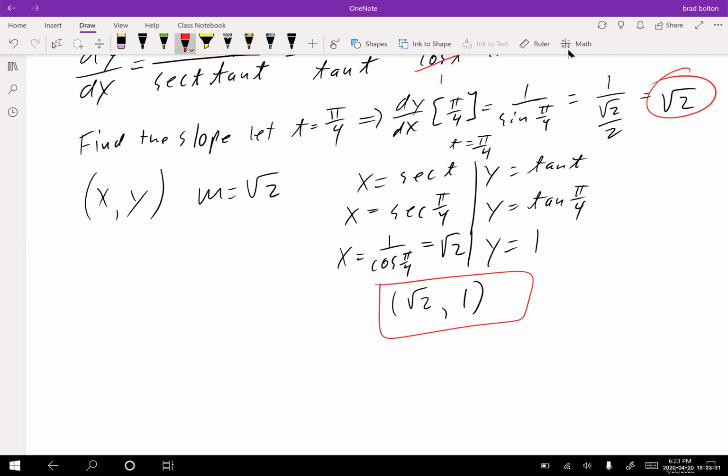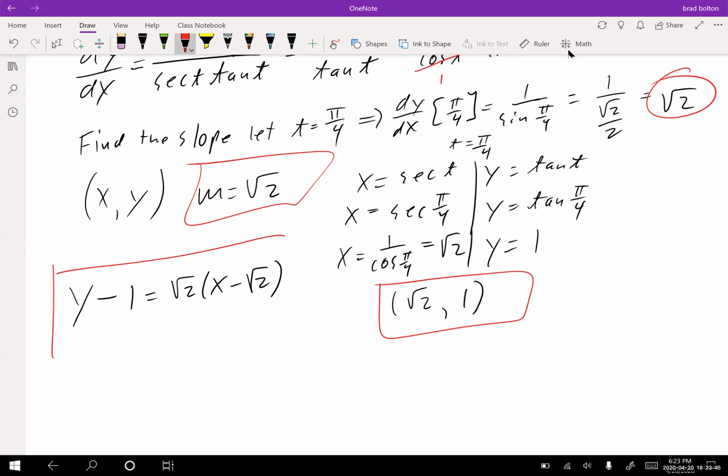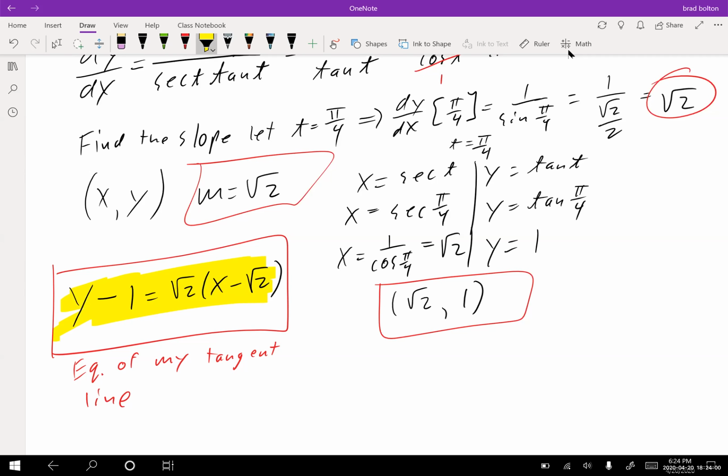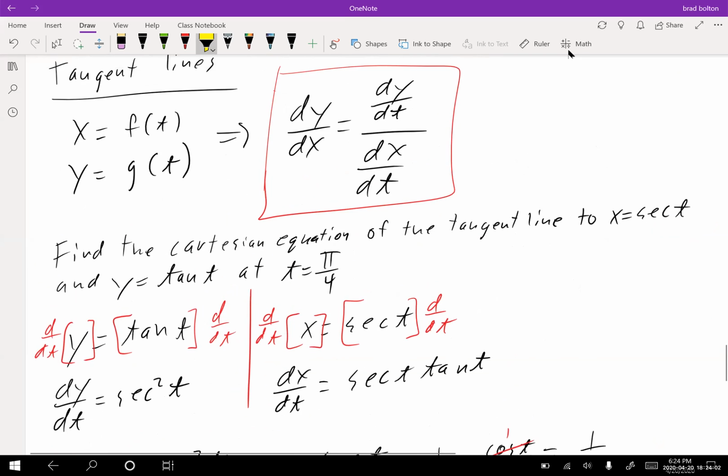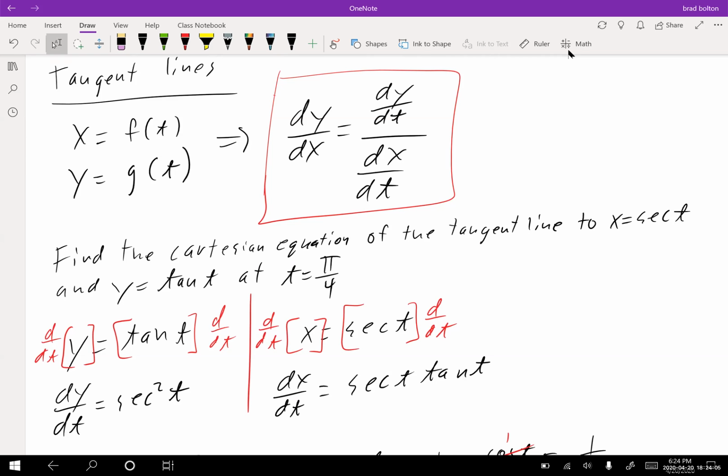Remember, we now have a point and we have the slope. Well, we can use point slope form: y minus y sub 1, which is 1, equals the square root of 2 times x minus the square root of 2. And this is the equation of my tangent line. Okay, no big deal. The thing that you have to memorize now is this new formula for dy/dx. It's dy/dt over dx/dt.